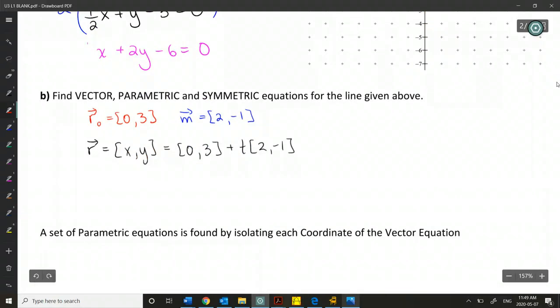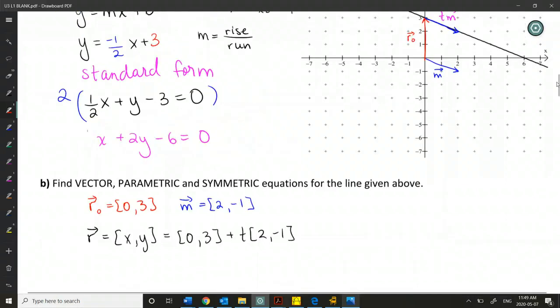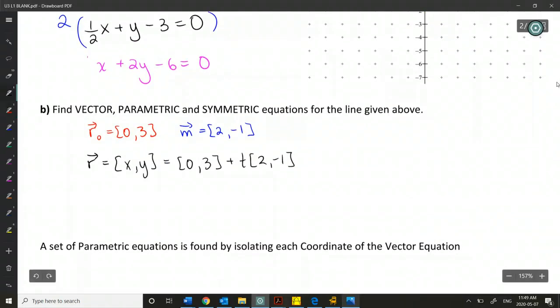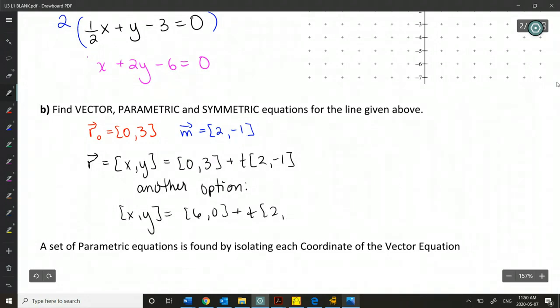Okay, it's also important to know that the vector equation of a line is not unique, which means that although we do want to make sure that we have the same direction vector, there are infinite different position vectors that we can actually generate on this line because there's infinite points. So if you chose a different point, let's say maybe you chose the x-intercept, which is 6, 0. That could have also been a position vector as well. So another option could have been xy equals 6, 0 plus t times the vector 2, -1.